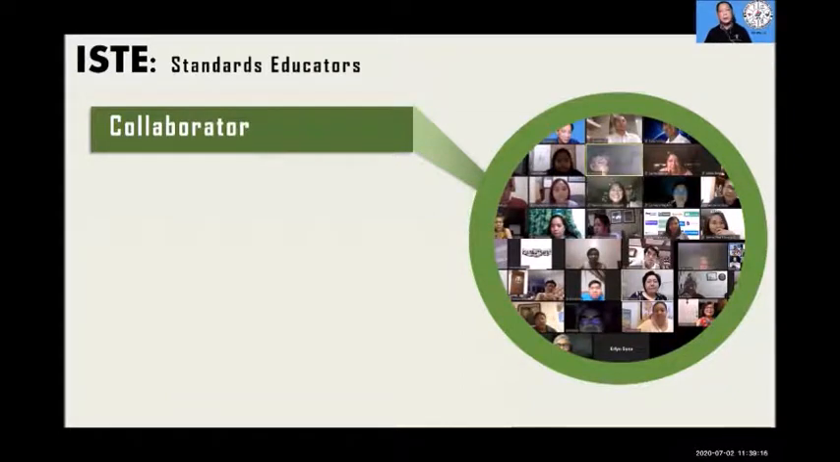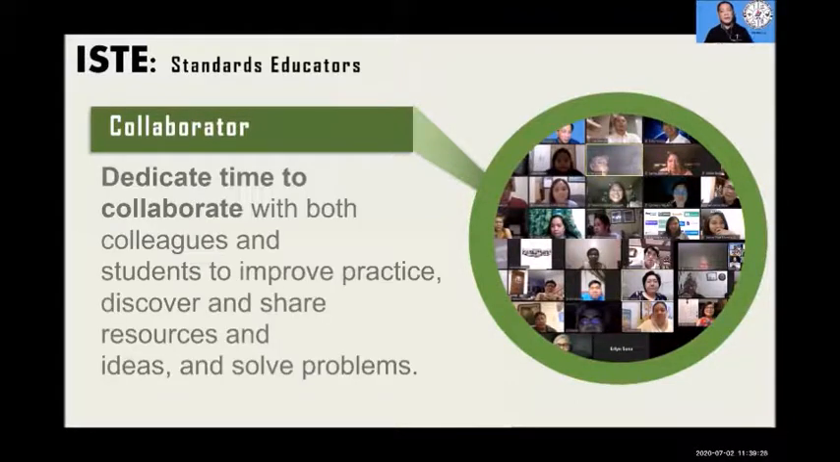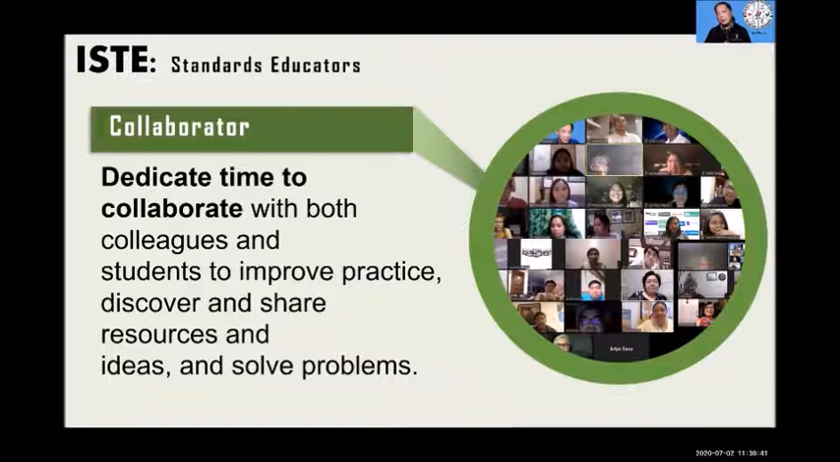Earlier we talked about leadership and citizenship. But now we'll talk about us as being collaborators. As collaborators, we dedicate time to collaborate with both colleagues and students to improve practice, discover and share resources, ideas, and solve problems. You will see in the picture here, NTTC doing weekly kumustahan or kamustahan.